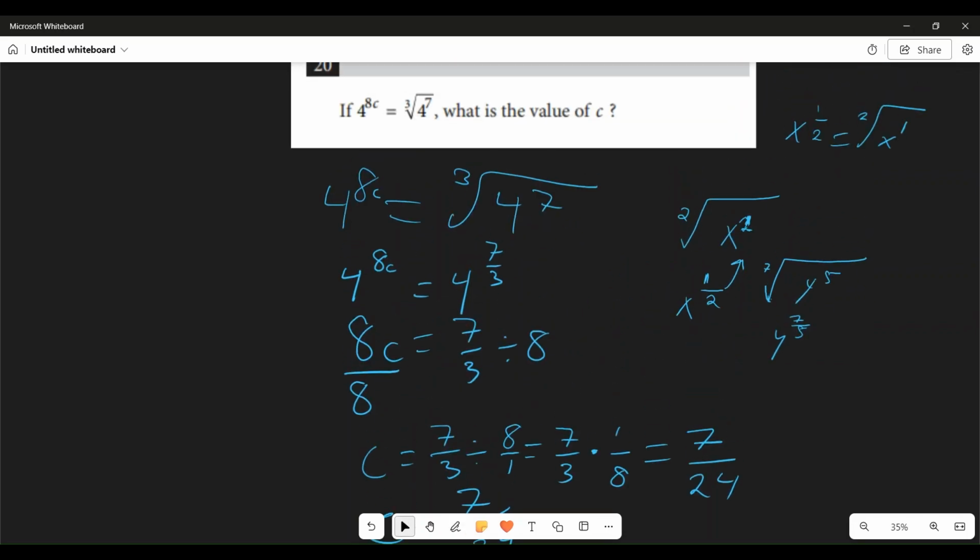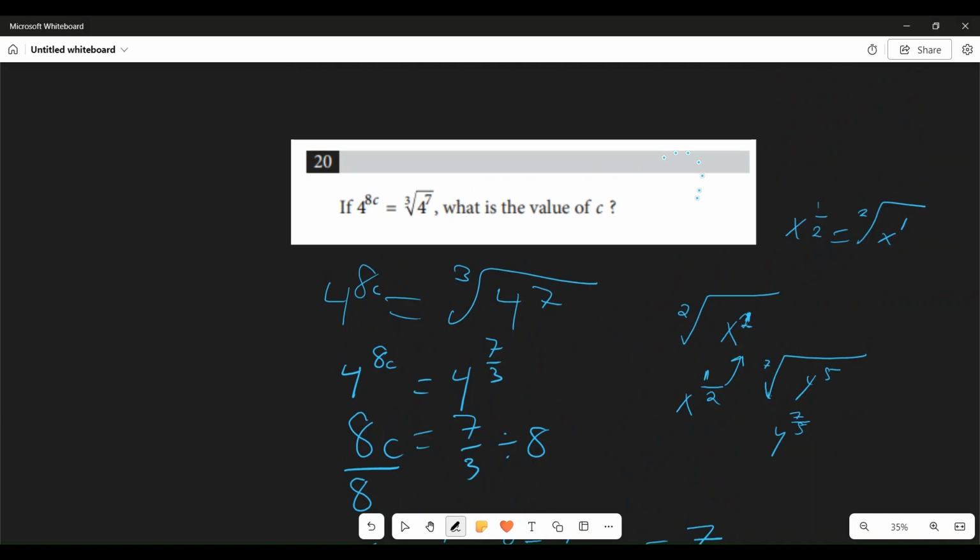Pretty short. Hopefully you will remember how to represent fractional exponents as radicals, and radicals as fractional exponents.